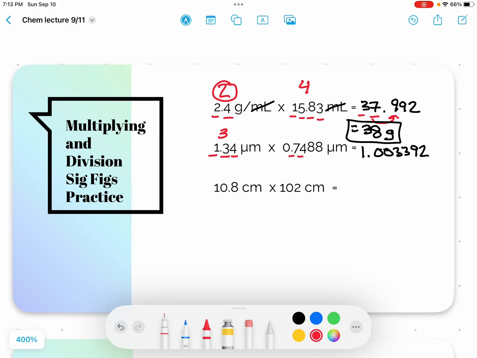7 does count, 4 does, 8 does, that 8 does, so I have 4. I always want to go to the least amount, so I'm going to go to 3, and so I'm going to go to 3 sig figs.